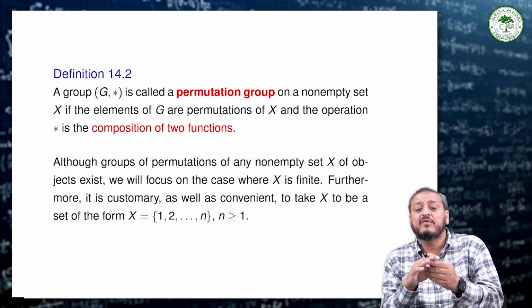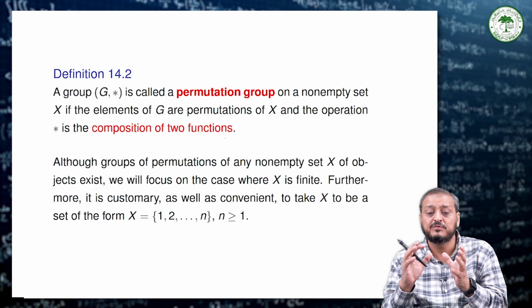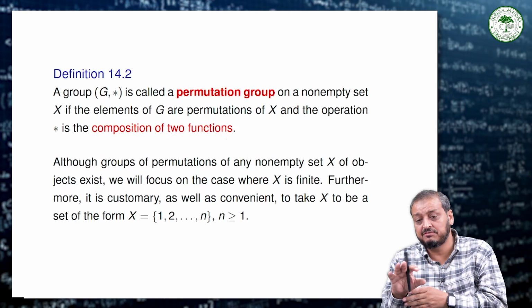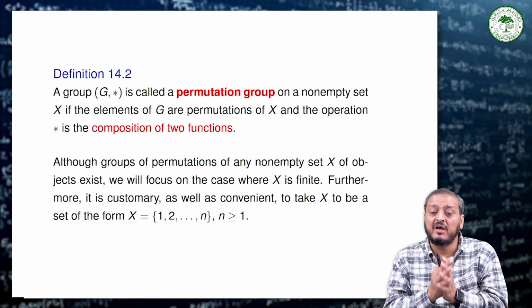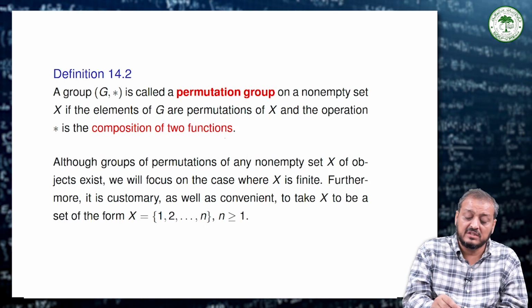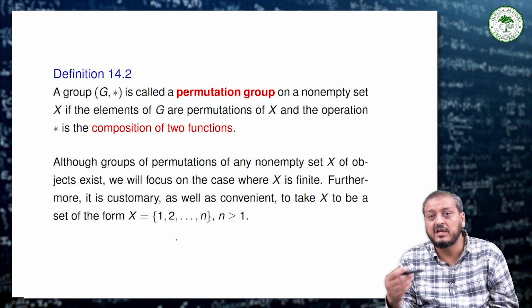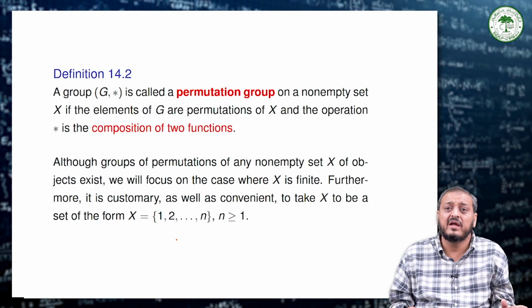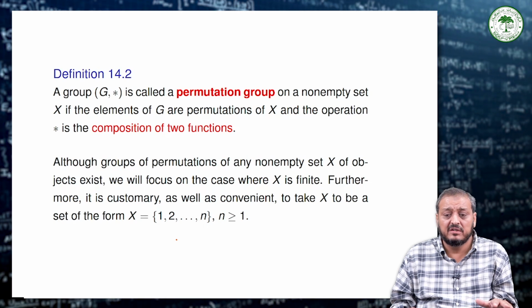Although groups of permutations of any non-empty set X of objects exist, we will focus on the case where X is finite. Furthermore, it is customary as well as convenient to take X to be a set of the form X equal to 1 up to n, where n is greater than or equal to 1. So, X we just take as finite.